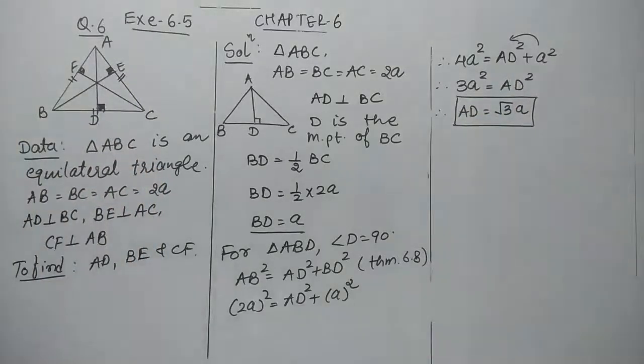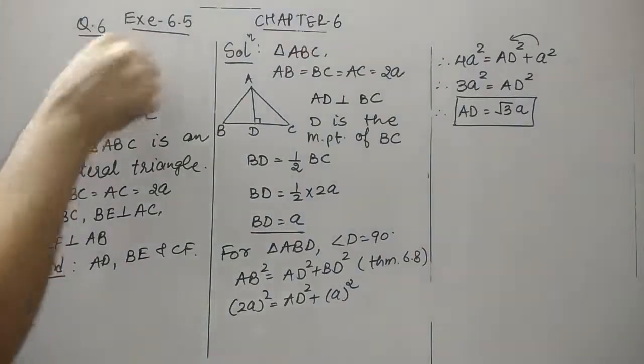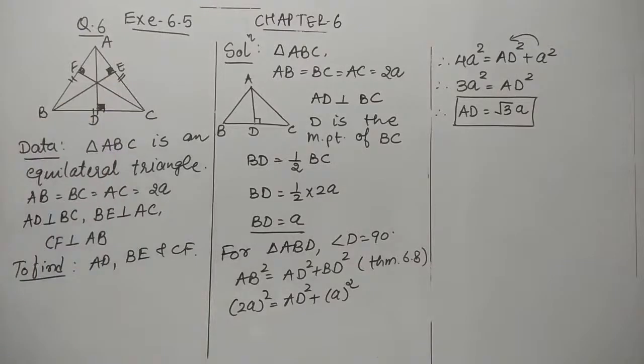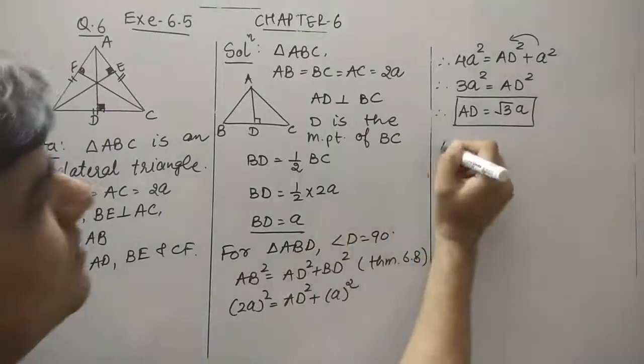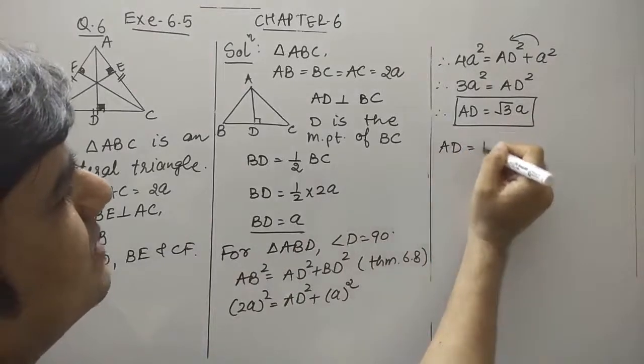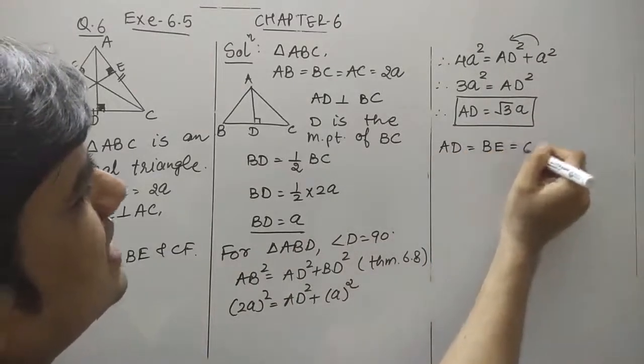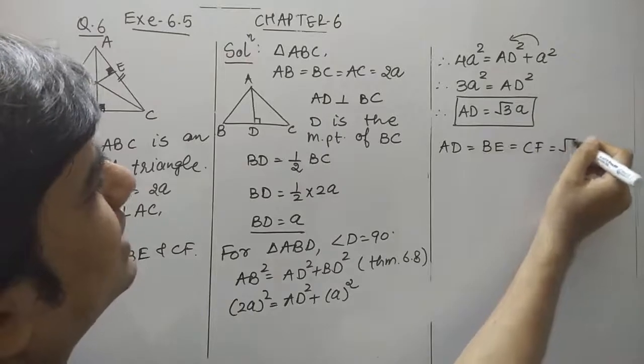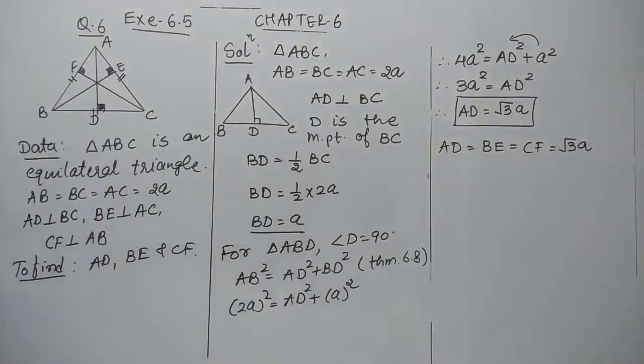Remember students, this is the length of the altitude which we obtain in an equilateral triangle if the side length is 2a. As we know that all the altitudes have the same length, AD is the same as BE is the same as CF. So the length of all the altitudes in this equilateral triangle is root 3 a.